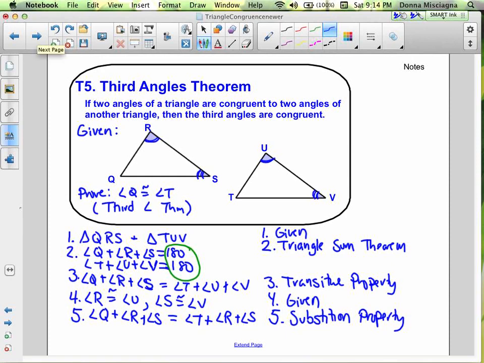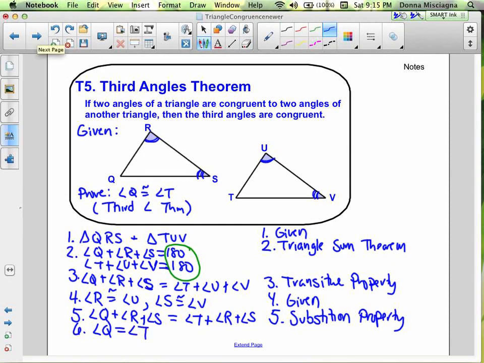Well, if I look at my statement here at step 5, I've got R's and S's on the left-hand side. I've got R's and S's on the right-hand side. Maybe I don't need all these R's and S's. Maybe I just need angle Q is equal to angle T. Well, how can I just drop these R's and S's?